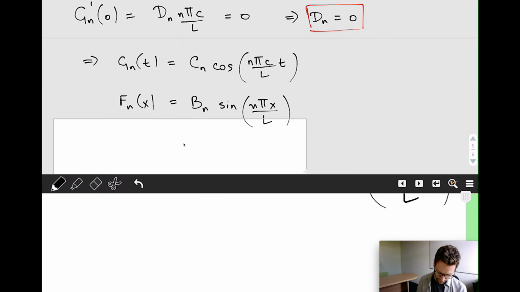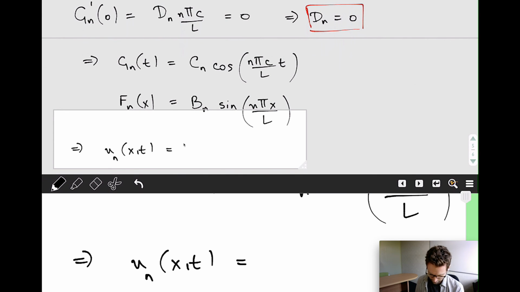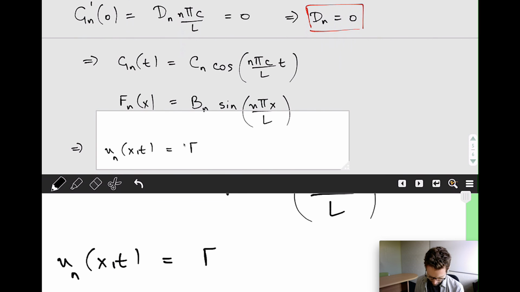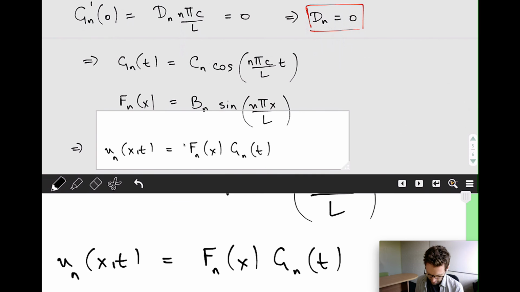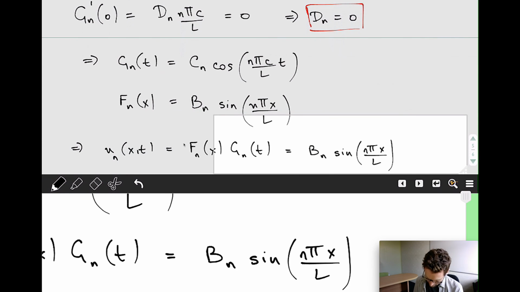So I can actually put this together now to get u of x and t. And this is going to be the solution for a particular value of n. So it's going to be f_n of x times g_n of t. So we see that's going to be b_n sine(n pi x / L) times c_n cosine(n pi c t / L).